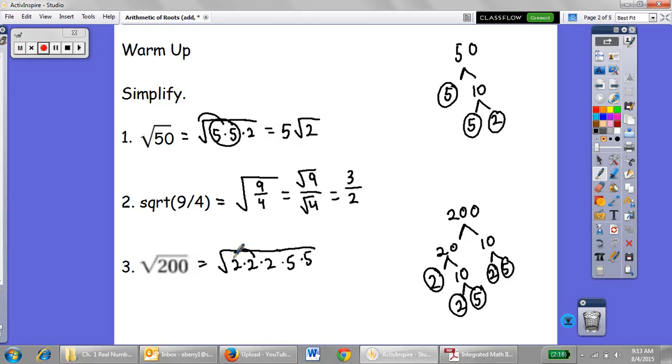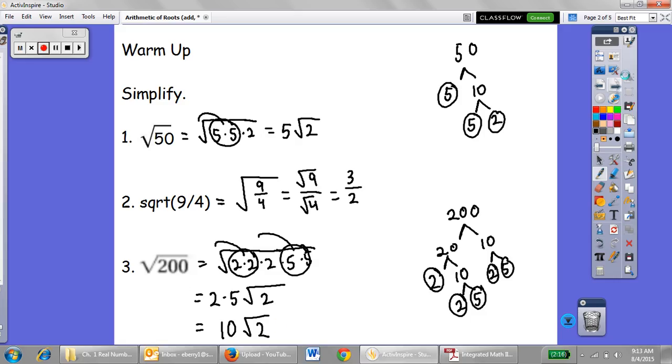Now circling pairs, I have a pair of 2, so I can take one of those out, and a pair of 5. So the 2 comes to the outside, and the 5 also comes to the outside with a multiplication sign in between, and 2 stays underneath the square root sign. Finally, multiply. 2 times 5 is 10. Square root of 2.